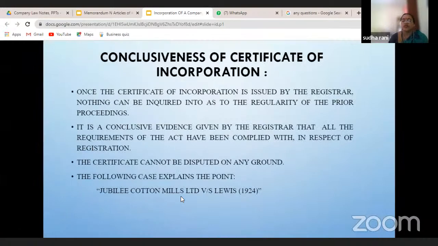The certificate of incorporation is conclusive evidence given by the registrar. Though they actually submitted on the 6th, the registrar issued the certificate on the 8th but entered the date as 6th. So the issue of shares to the promoter became valid. This case tells us that whatever date has been entered by the registrar is the final conclusion for the company to be legally in existence.